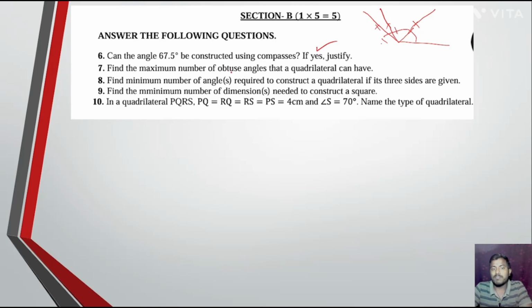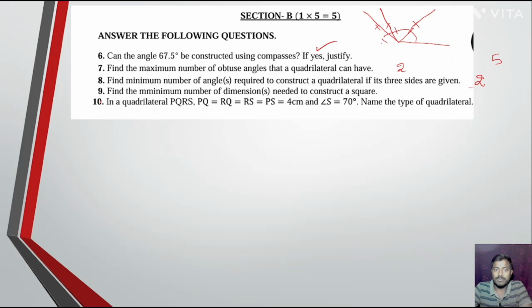Next, question number 7. Find the maximum number of obtuse angles. The answer is 2. Find the minimum number of angles required to construct a quadrilateral if three sides are equal. So three sides are given, so 2, because either 3 sides and 2 angles, or 4 sides and 1 angle are given.